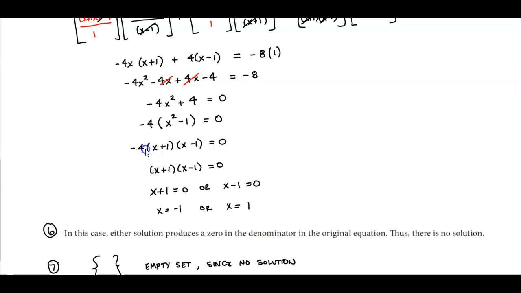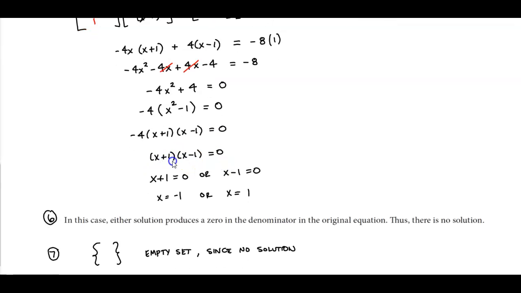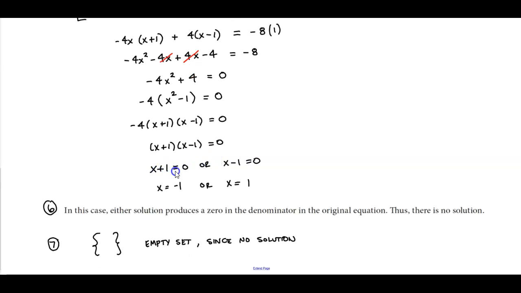Now this negative 4 doesn't have a variable associated with it, so we can divide both sides by negative 4, because it's going to be 1 on the left side and it's still going to be 0 on the right side. So now we have x plus 1 times x minus 1 equals 0. We have x plus 1 is equal to 0 or x minus 1 is equal to 0. We get x is equal to negative 1 or x is equal to 1.